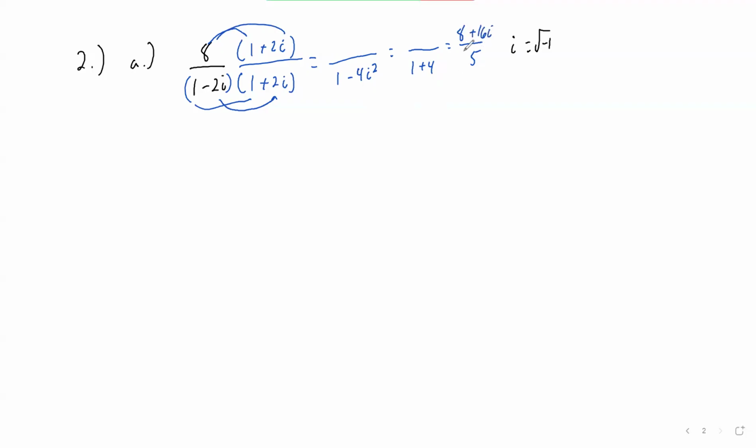The issue with this answer is you have to write it in this form, a plus bi. So we have to split these fractions up. So my final answer will be 8/5 plus 16/5 i.